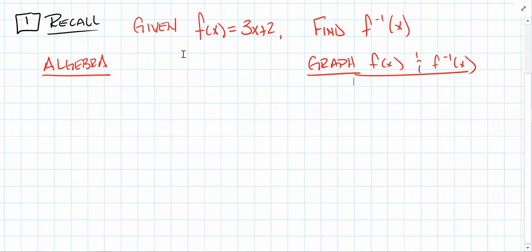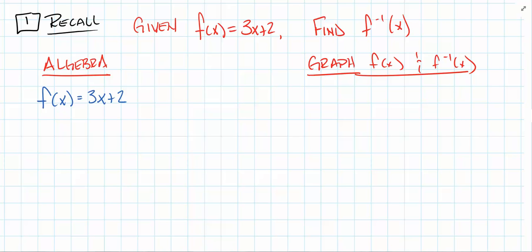What type of a function is f of x equals 3x plus 2? Is it linear, quadratic, exponential? It's linear, so it definitely has an inverse, okay? Right now in your table groups, go ahead and do that. Let me walk through this. So hopefully you remembered how to algebraically solve for the inverse of a function.